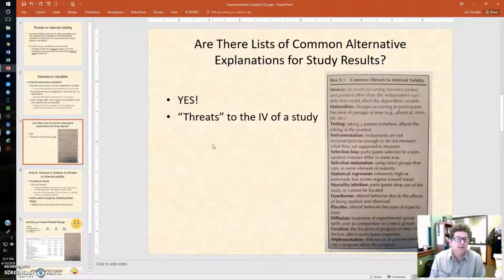And they include things like history. Is it possible that something could have happened, from the beginning of the study to the end of the study that accounted for the results other than your independent variable? Maturation. Could the participants by natural processes have changed from the beginning to the end of the study that they're different, they're older, they're taller, that sort of thing, which could have accounted for the results of your study? Things like that. And I'll go through a few more when we get into the example.